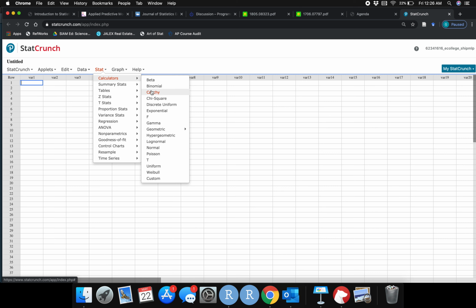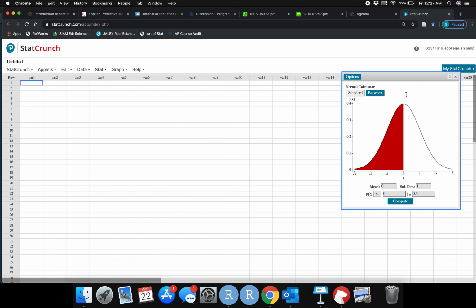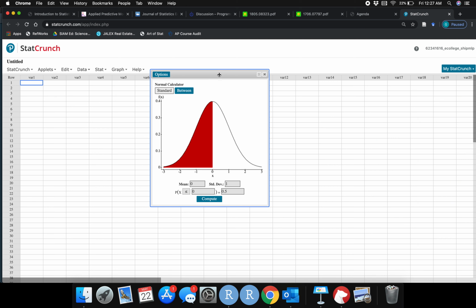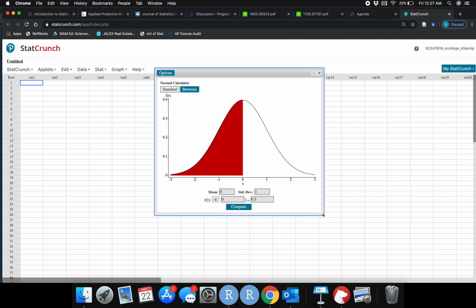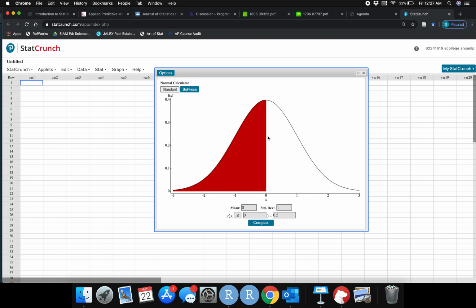Beta, binomial, Cauchy, chi-square, discrete uniform, so on and so forth, all the way down to normal. We're going to use a normal calculator. Okay, so when I click on normal calculator, it gives me this nice picture, and then some places to input some stuff. This picture is very nice for making sure that you have the right setup. It'll require you to think a little bit about the problem, but if you have the right setup, your picture will look correct.